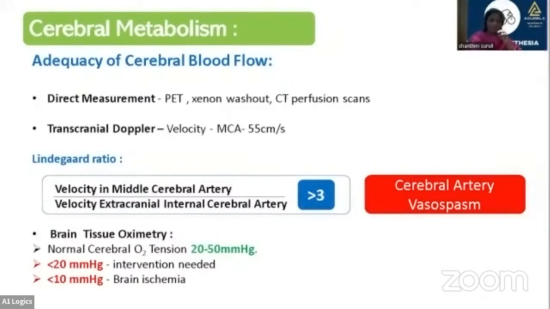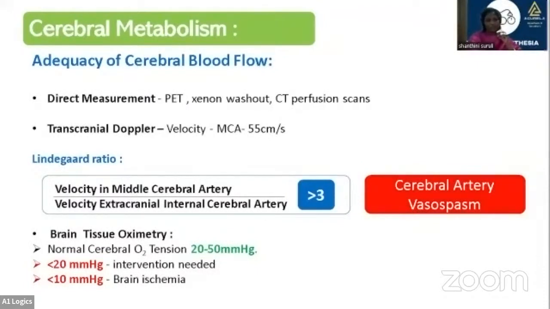The ratio of the velocity in the middle cerebral artery to the velocity of the extracranial internal carotid artery, when it is more than 3, suggests cerebral artery vasospasm. This ratio is called the Lindegaard ratio.